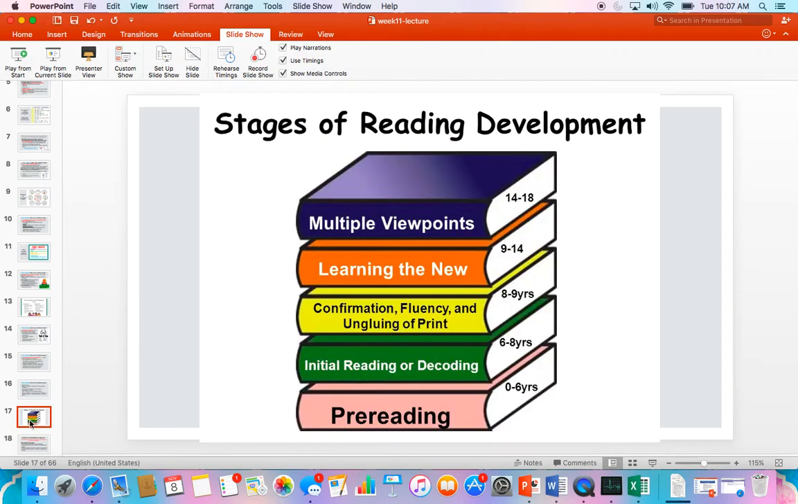So here's an easy cheat sheet. We have pre-reading, which is 0 to 6, initial reading or decoding, 6 to 8, confirmation, fluency, and ungluing off of print, 8 to 9, learning the new, 9 to 14, and multiple viewpoints, 14 to 18.